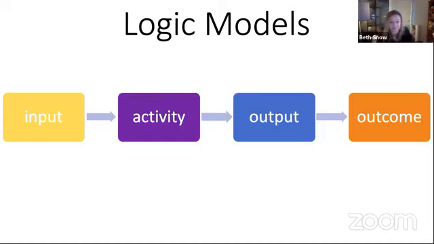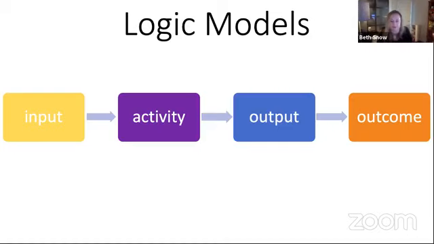In this little diagram, we have different boxes for inputs. That could be the resources to run your program: maybe equipment, staff, curriculum, whatever things you need to do your work. Activities are those things your program does. Outputs are the direct result of what you do.